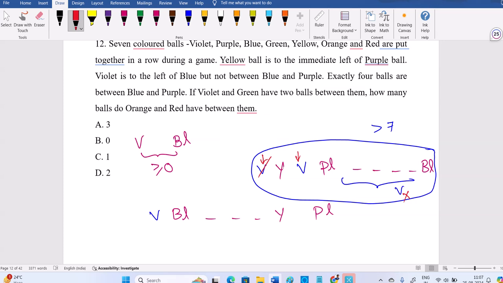Next one is violet and green have 2 balls between them. So this should be green. Violet and green, between them 2 balls are required. Fine. Then still 2 more to arrange.